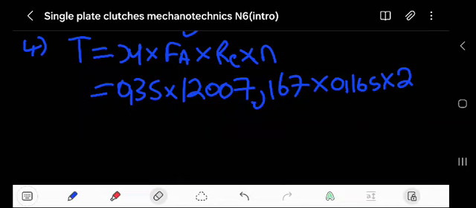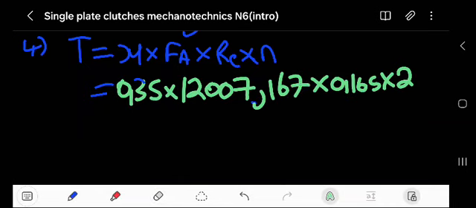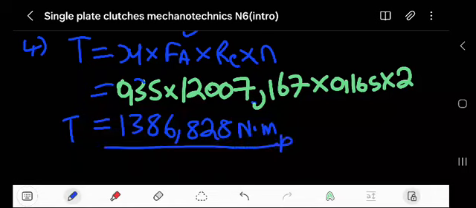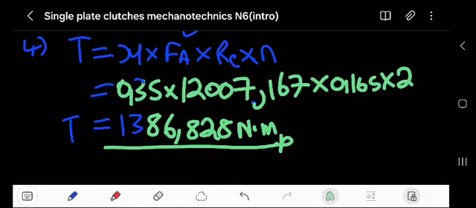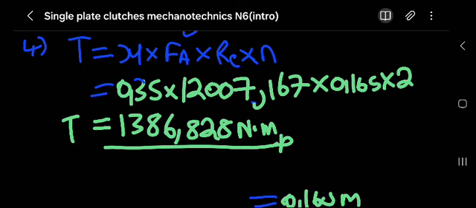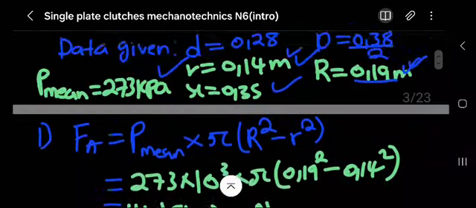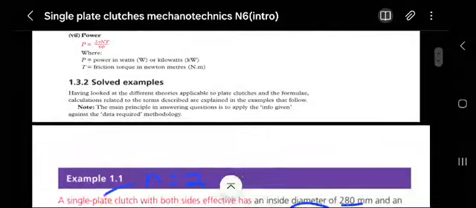If we punch this, what will be the torque? We'll have 1386.828 Newton meter. This is what we'll have. Right, so this is what it is, guys. This was the last question.